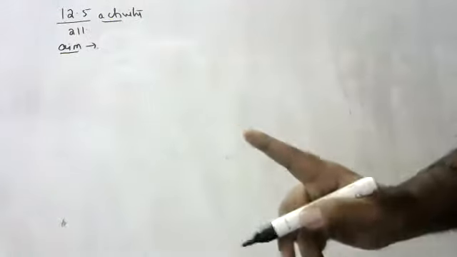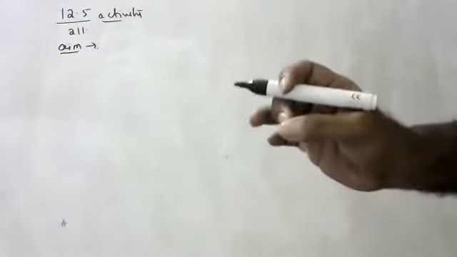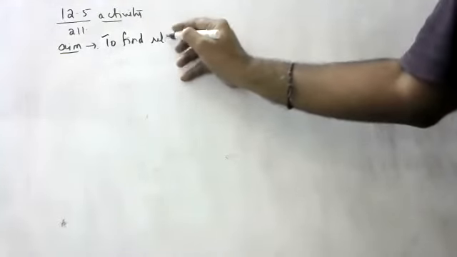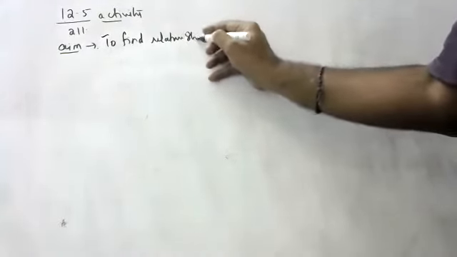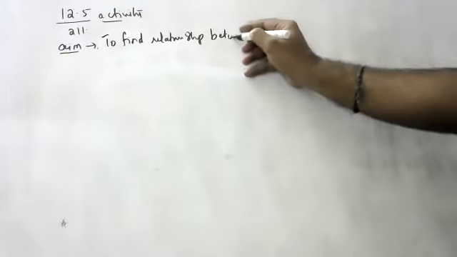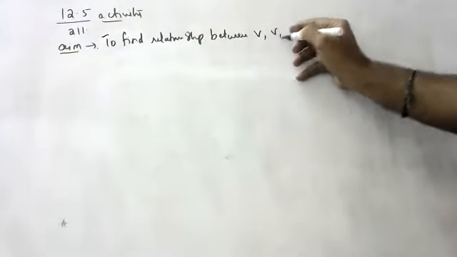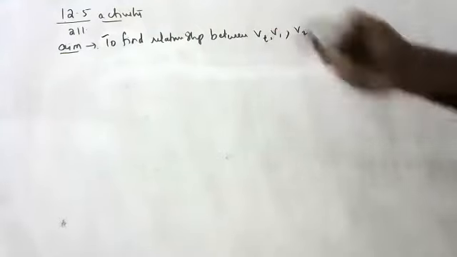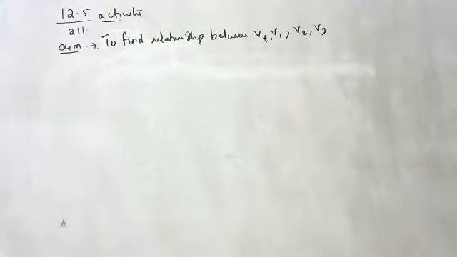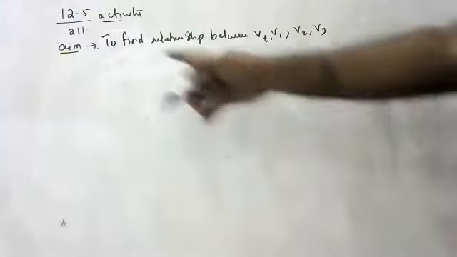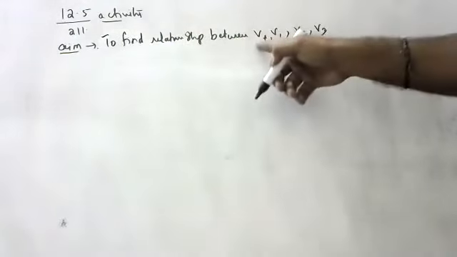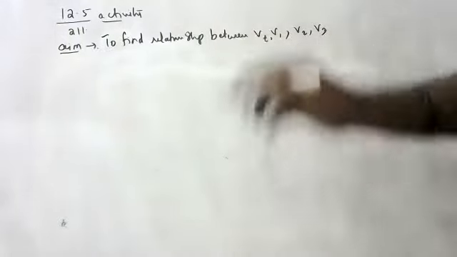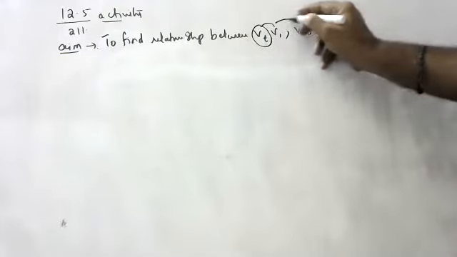Aim of the activity is to find the relationship between, please write down, children, V1, V2, V3. In fact, I can write V total. What is the relationship? To find the relationship between total potential and V1, V2, V3. I told you from the beginning, battery potential is shared by three of them.